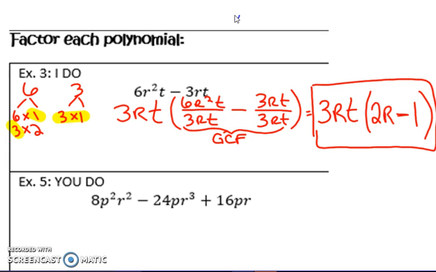Now, if you wanted to check yourself, use the distributive property like we have in class and distribute 3RT throughout the two terms. If you do, multiply your coefficients and add your exponents, you'll get 6R squared T minus 3RT.